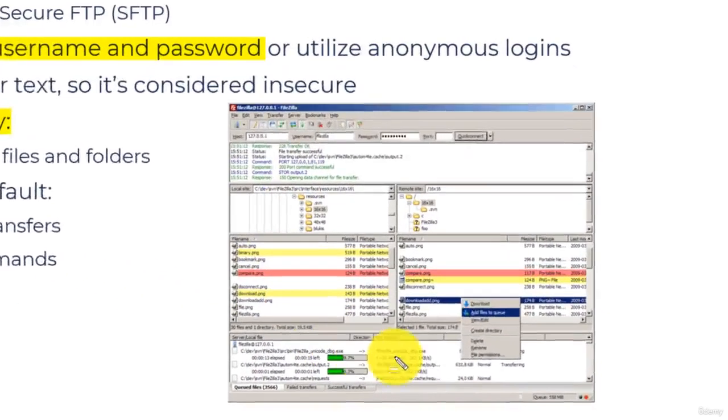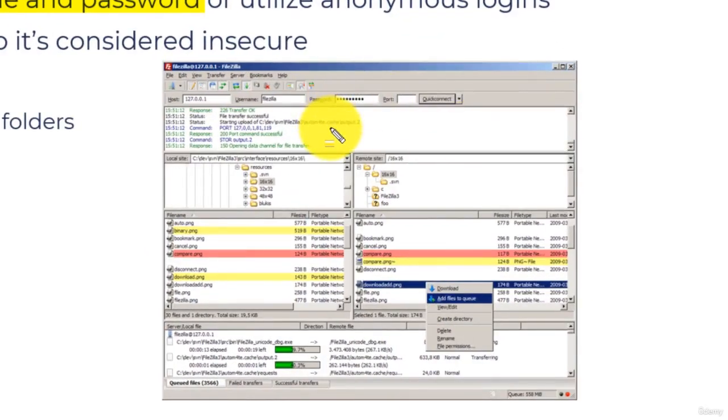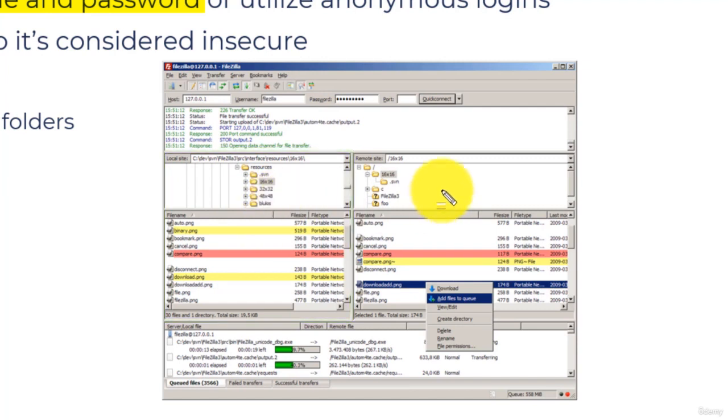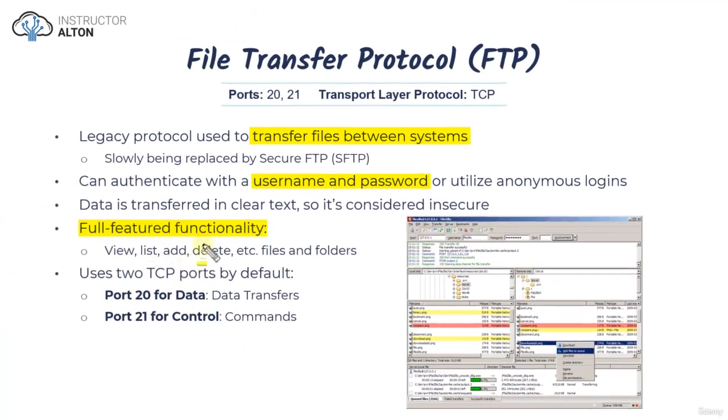So what you see down here is FileZilla. It is a very popular FTP client. And over here, you're going to see my local system. Over here, you're going to see the remote system. And what I can do is transfer files from the local system to the remote system. And I can modify, I can add, I can delete, I can do everything that I have listed over here plus more on the remote system. So that's the purpose of FTP.